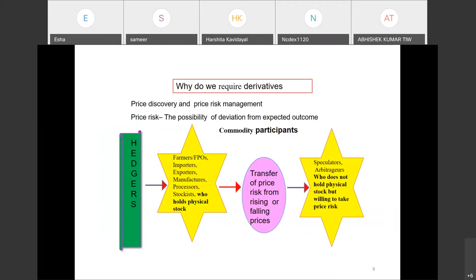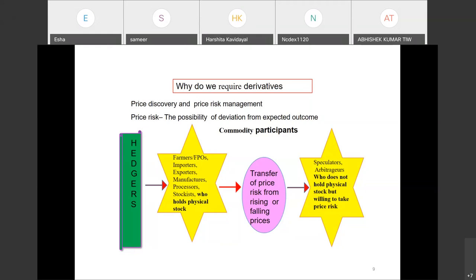And there is the other side of the market, which covers speculators and arbitrageurs, who do not have any physical stock, but they are willing to take a price risk. Then how does this market operate? One side of the market is the hedgers, and the other side is different participants. The hedgers' fear is that the price may rise or the price may fall. When they have this fear, who takes the risk to safeguard their interest? There are speculators. Therefore they transfer this price risk to speculators.